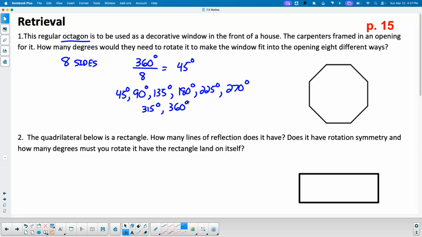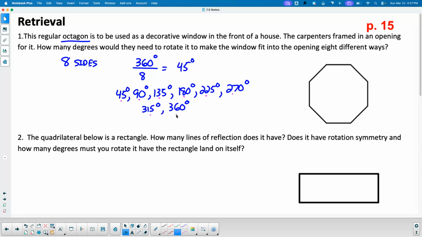And if you'll notice, there are 1, 2, 3, 4, 5, 6, 7, 8 of them. So there would be 8 different rotations because it is an octagon. And those are all separated by that 45 degrees.